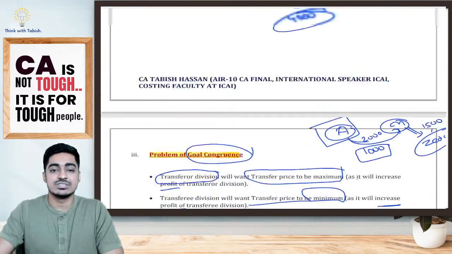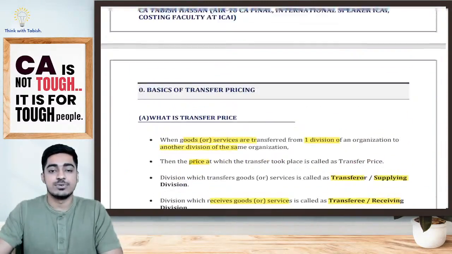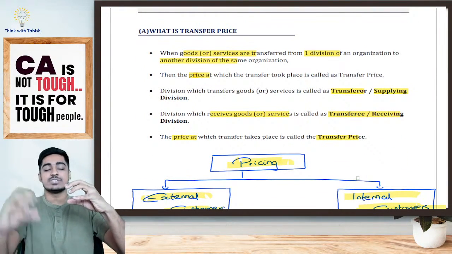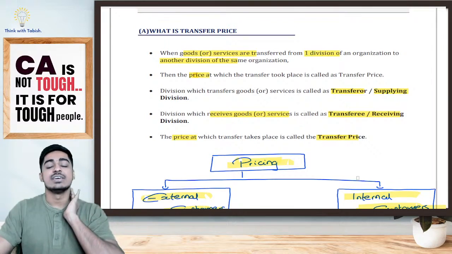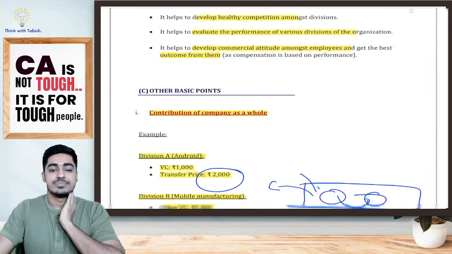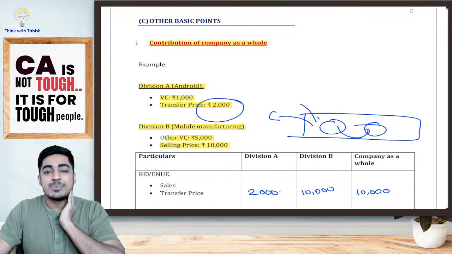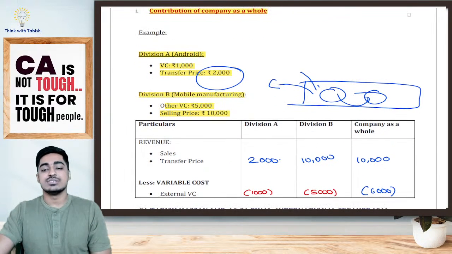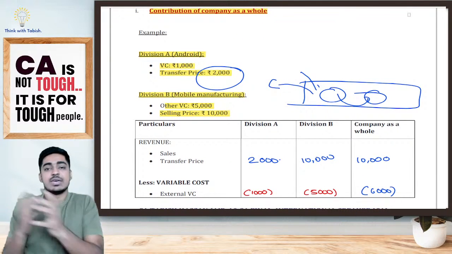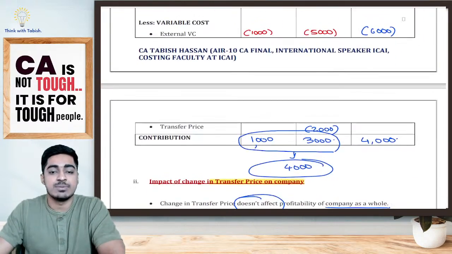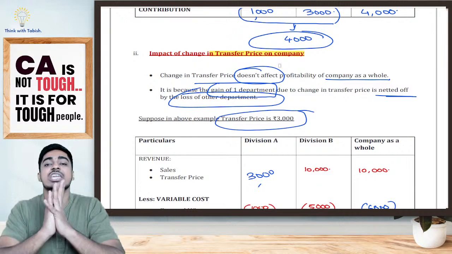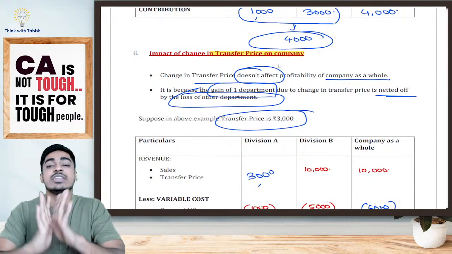Is it clear, students? What all have we discussed? First, we have told what is transfer price. When goods or services are transferred from one division to another division, the price at which it is transferred is called the transfer price. Next, how do we calculate the contribution of the company as a whole? Either you can take the total of the contribution of all the divisions, division A, division B, division C, or else you can see the sale of the company minus the variable cost of the company. That way also you can get it. Impact of a change in transfer price on the company: there will be no impact on the profit of the company.